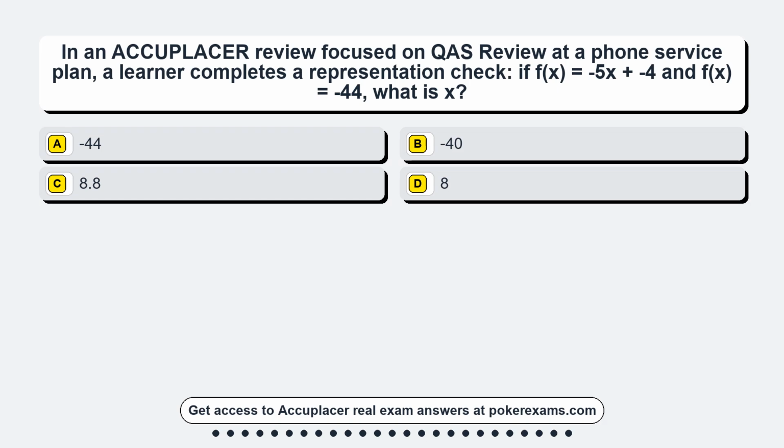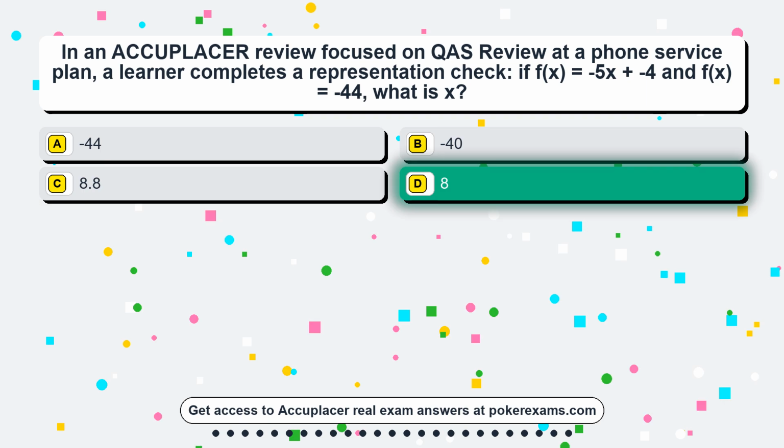Question 9. In an ACCUPLACER review focused on QAS review at a phone service plan, a learner completes a representation check. If f(x) equals -5x plus -4 and f(x) equals -44, what is x? Option A, -44. Option B, -40. Option C, 8.8. Option D, 8. The correct answer is option D, 8.